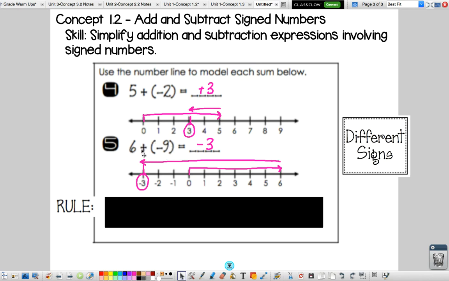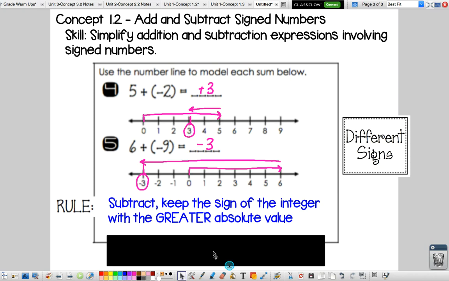So like 9 minus 6 is 3. And then whatever I have more of, so the greater absolute value, is the sign of my answer. So I have much more negative than I do positive. So my answer becomes -3.